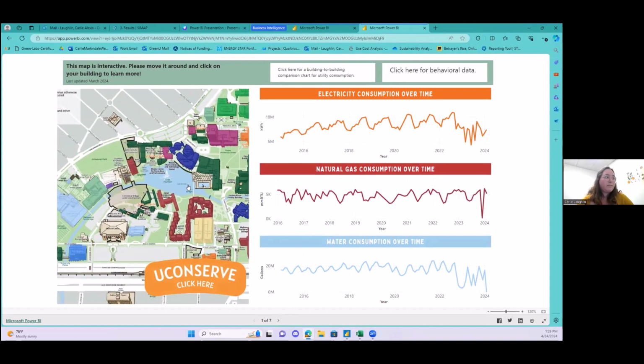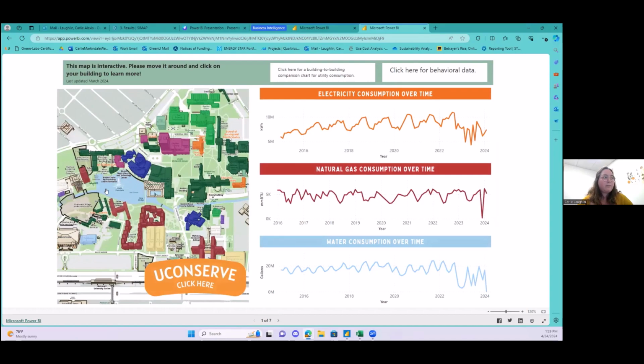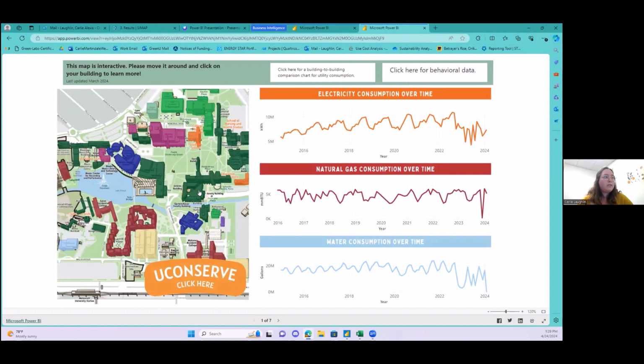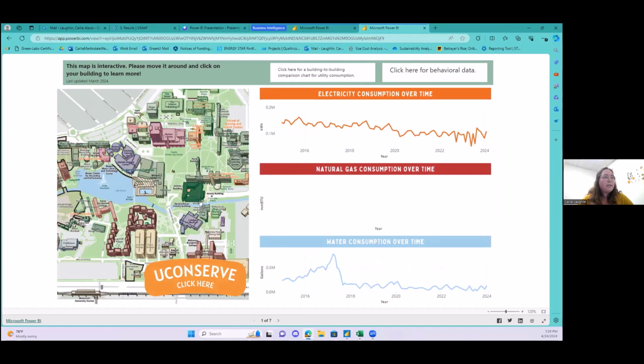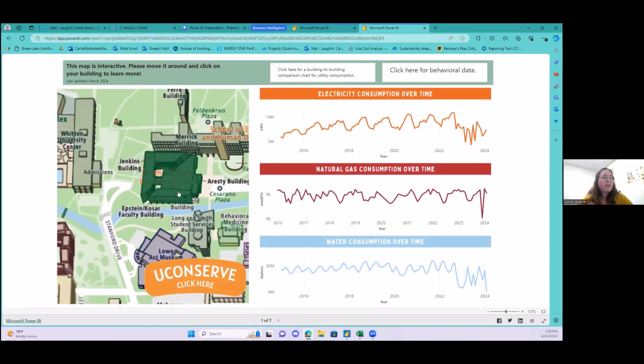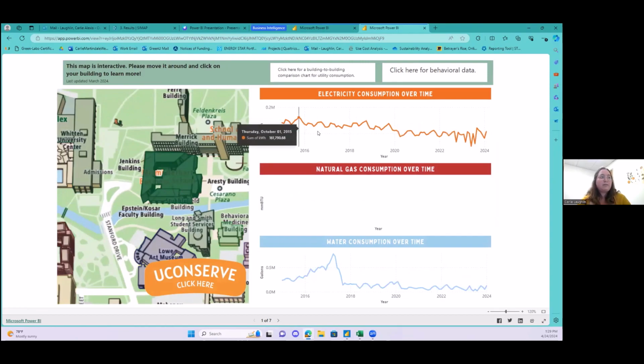So it has an interactive map. The buildings are color-coded by type, and it allows you to click, drag, zoom in, zoom out. You can click on your building to get the data for your building specifically. So this is the business school that I've just zoomed in on and selected. We can see the business school's electricity consumption over time. This is by month, so we can see the seasonality of it, and water consumption. They don't utilize natural gas at the business school, so we don't see that here.